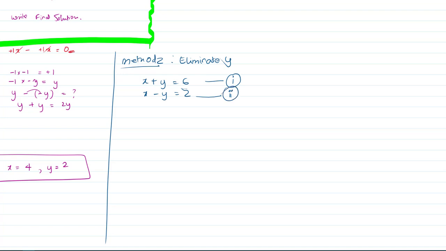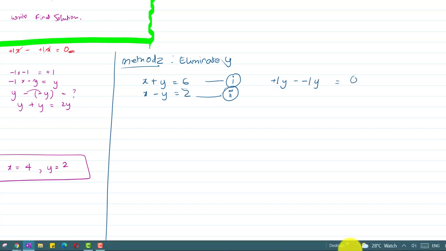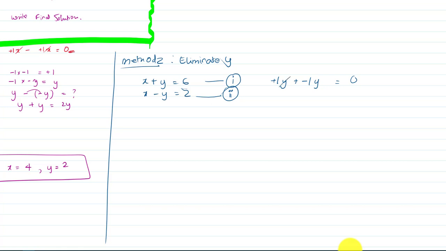Now how can we eliminate y? Well, this is fairly simple. You can visualize in front of you that we have a plus 1y and a negative 1y, right? And how can you make this 0? Well, if you add this together, this will cancel out. Plus 1 take away 1 will give you 0. So you can say, add the two equations.